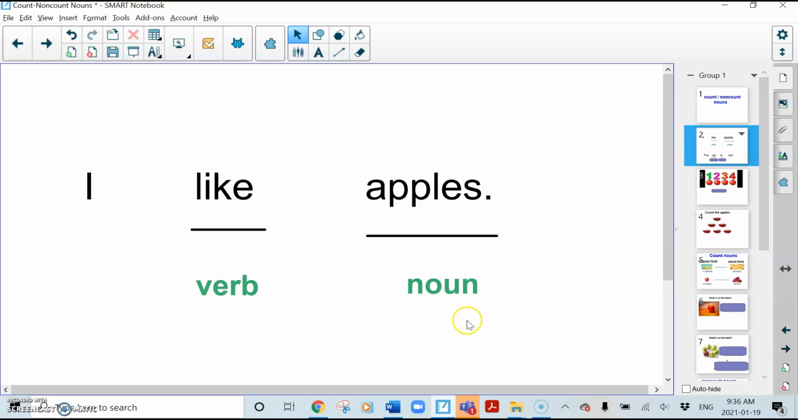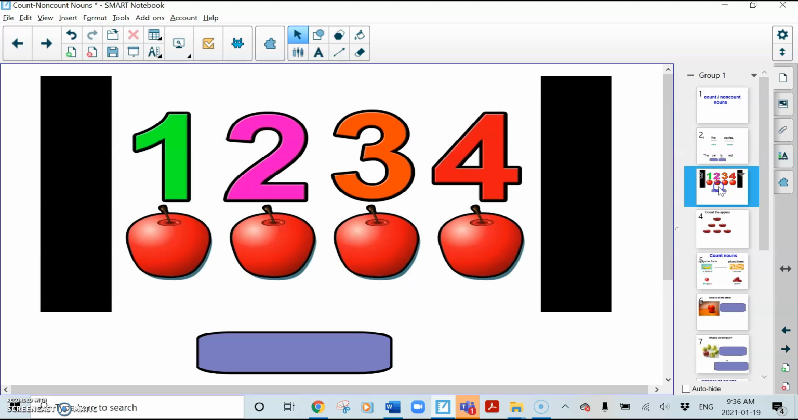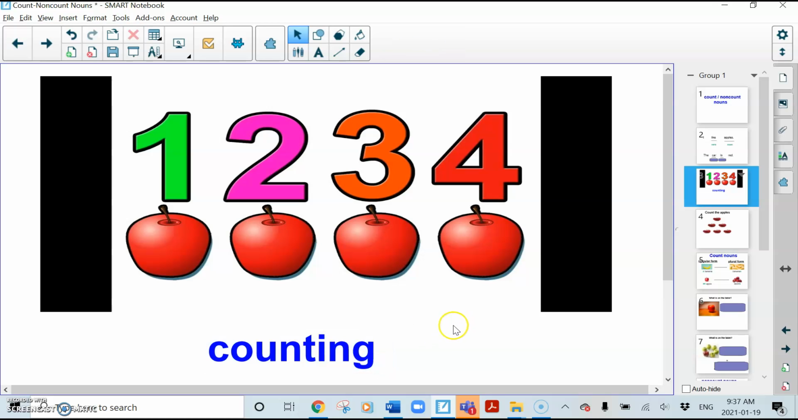So a noun is things like apple, table, a door, a car. They are all nouns. Now some nouns, like apples, we can count. We can say 1 apple, 2 apples, 3 apples, 4 apples. We can count the nouns, some of them.